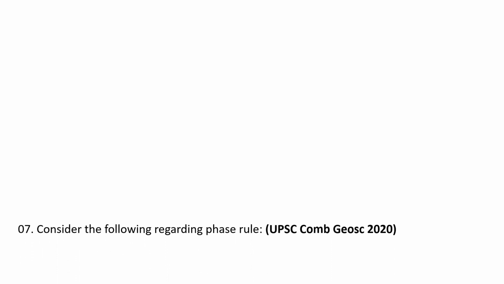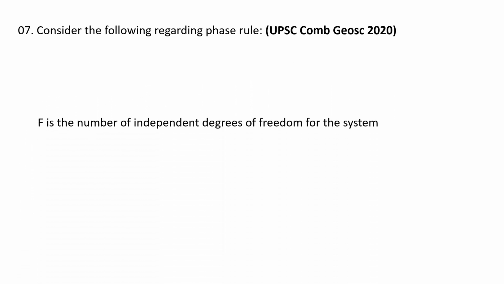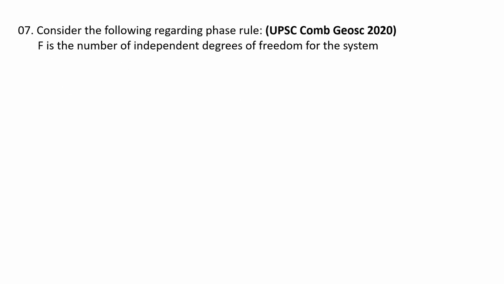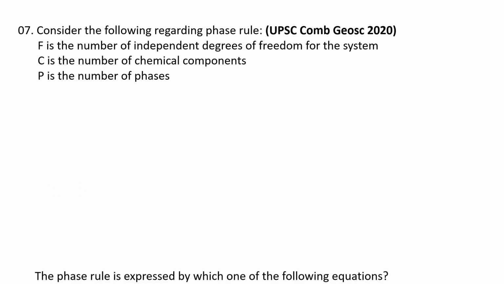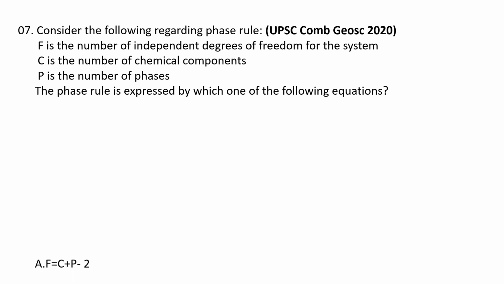Next question. Consider the following regarding phase rule. F is the number of independent degrees of freedom for the system, C is the number of chemical components, and P is the number of phases. The phase rule is expressed by which one of the following equations? A. F equals C plus P minus 2, B. F equals C plus P minus 2, C. F equals C plus P plus 2, and D.